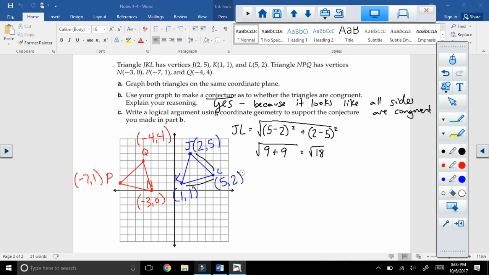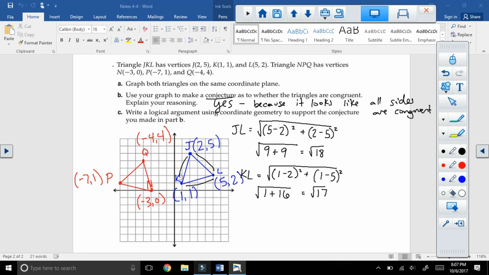If I find the length of KL, again, difference of those x values squared, so let's do 2 minus 1, and the y values squared, 1 minus 5, and it doesn't really matter the order that you're subtracting these, because you're going to end up squaring them either way. So this is -1 squared, which is +1. This is -4 squared, which is +16. So this one is the square root of 17. So again, super close for these, just not exactly the same.